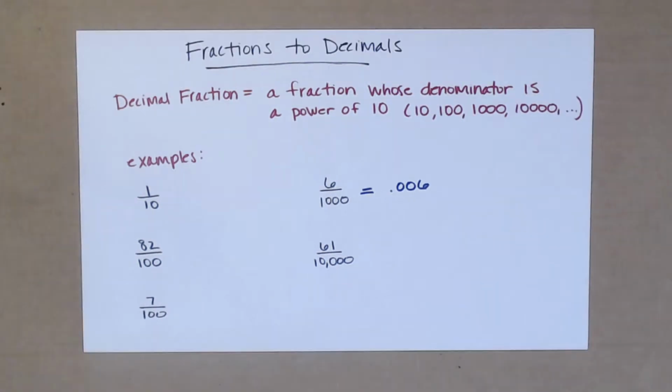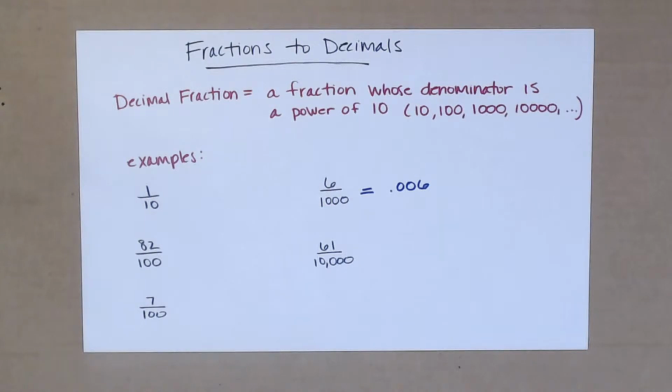We are going to be converting fractions to decimals. In class, we learned about a special kind of fraction called a decimal fraction, which is a fraction whose denominator is a power of 10. So that would be 10, 100, 1,000, 10,000, etc. You may recognize those numbers as also our place value in our decimal system. So we have tenths, hundredths, thousandths, ten-thousandths, etc. As long as you understand place value, you can easily convert this type of fraction to a decimal.